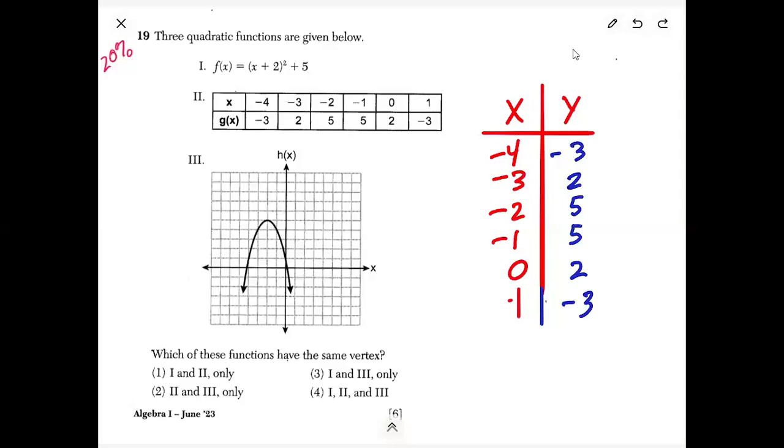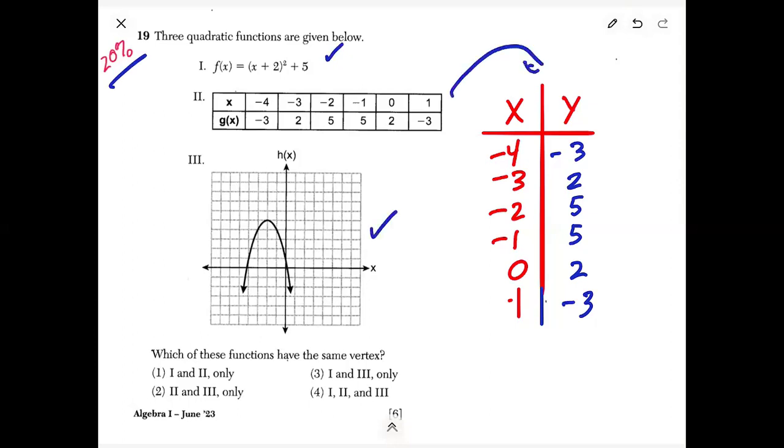All right, guys, this is question number 19 on the June 2023 Regents exam. As you notice, only 20% of the students got this right. So basically, they were guessing on this one. And I think the reason why so many wind up missing this is because they know what to do with this function. They can look at the graph, but it's the table.